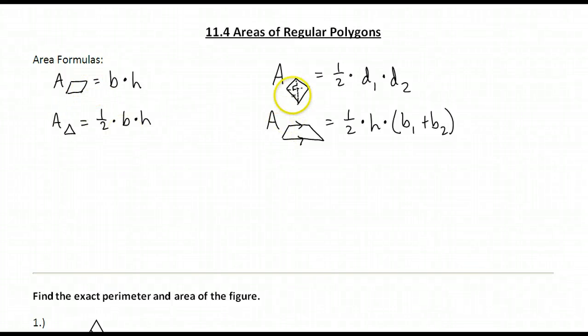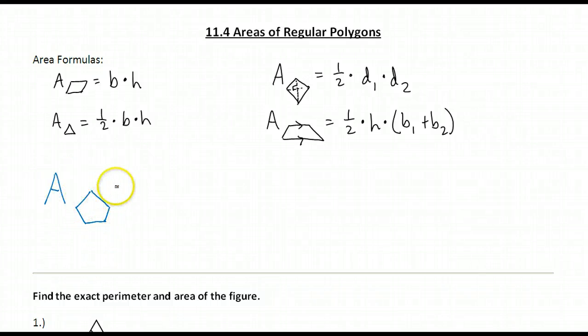So far we've learned 4 area formulas. Today we're going to learn one more. The formula we're going to learn today is the area of a regular polygon. A regular polygon is a polygon where all the sides are the same length and all the angles are congruent.